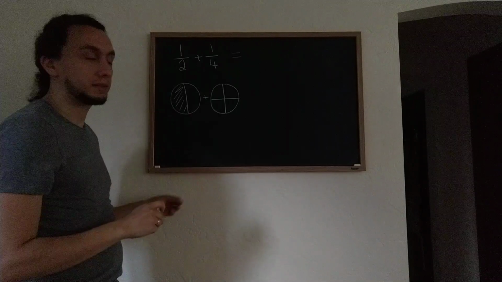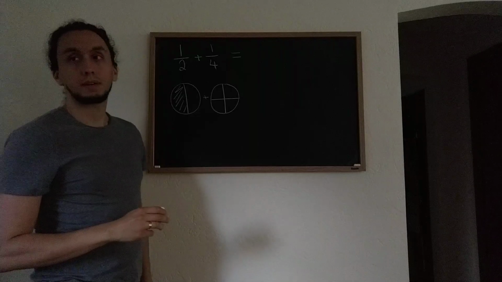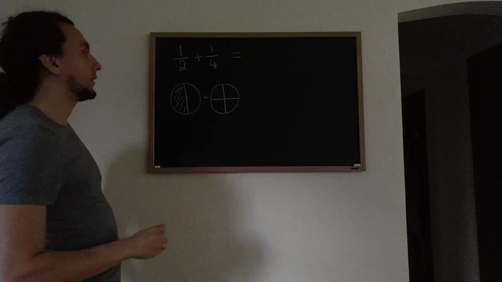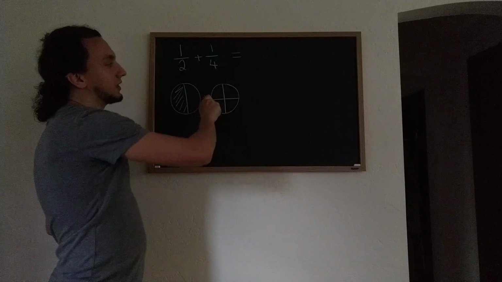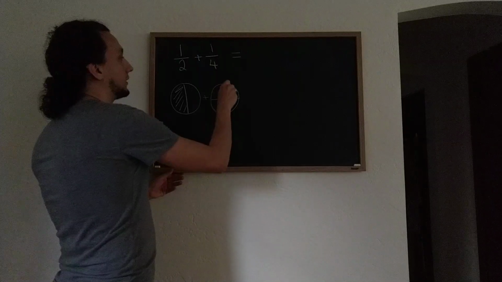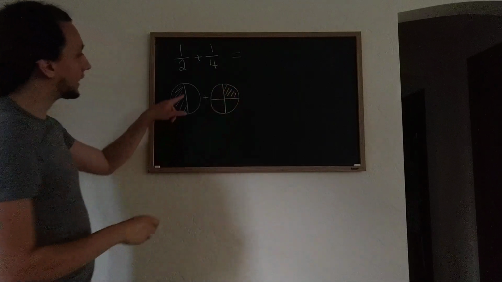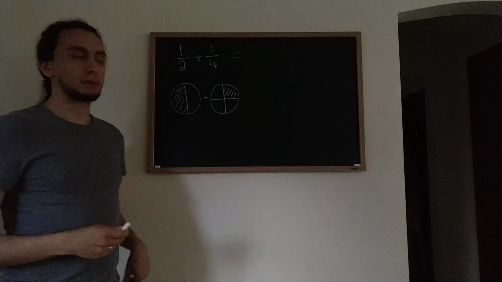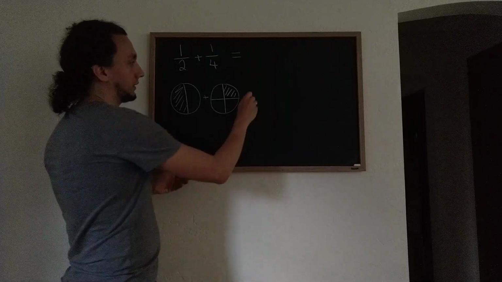Well, I was thinking that you would draw just a line in the middle. Okay, so you're saying split it in half and then split each half into half, and color in one. So this is a half and this is a quarter. So what's a half plus a quarter? What happens when I put those together? How much do I get?